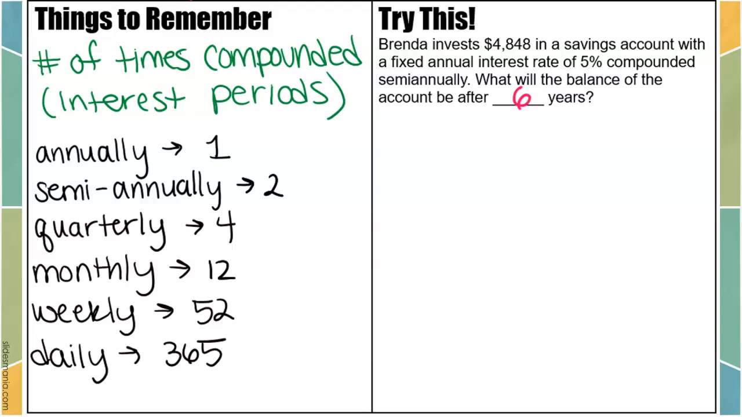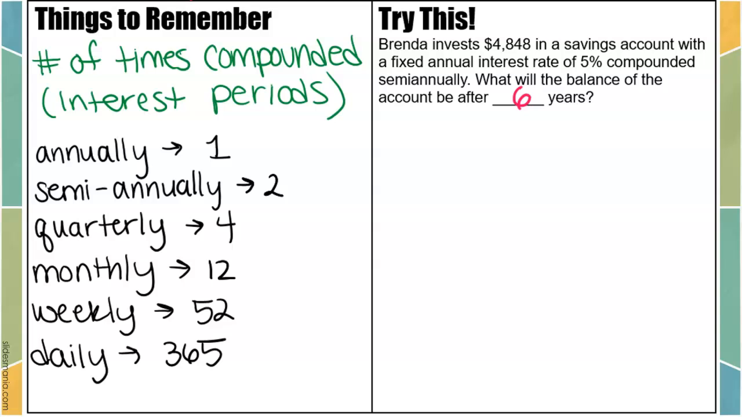Now, sometimes we will get interest compounded different amounts of time, and there are some key words or clue words that you can look for. If it says you're getting your interest annually, that's 1 time a year. Semi-annually, like semicircle, would be 2. Quarterly would be 4 times a year. Monthly would be 12. Weekly, 52, and daily, 365. Let's look at one more example.